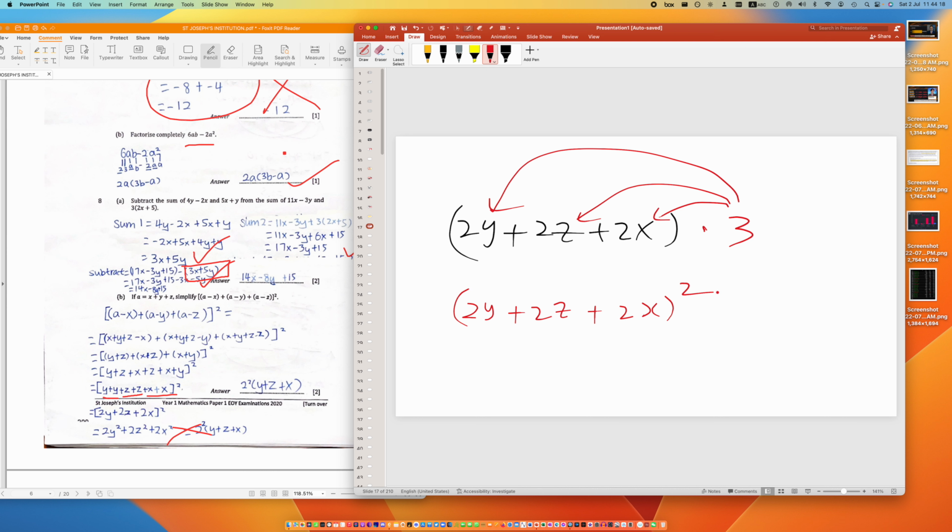Okay? This is square. And can I ask you one question? What's the meaning of square? Times the same. Itself, right? Yeah. Itself, right? Okay, so what you need to do, that's the first thing you should write down.